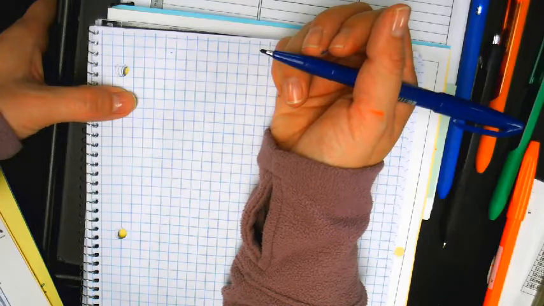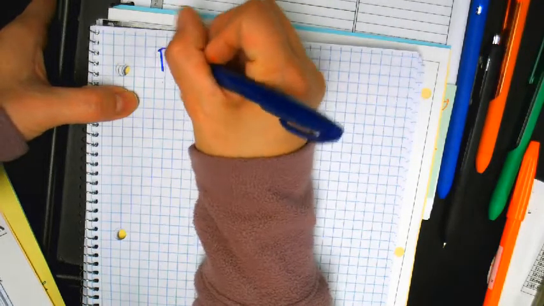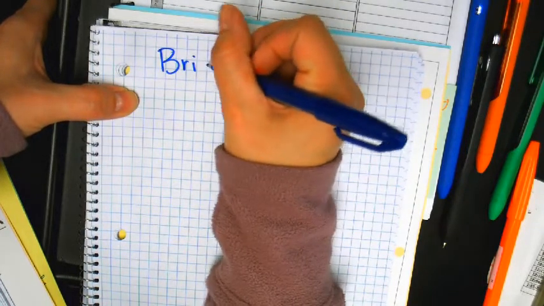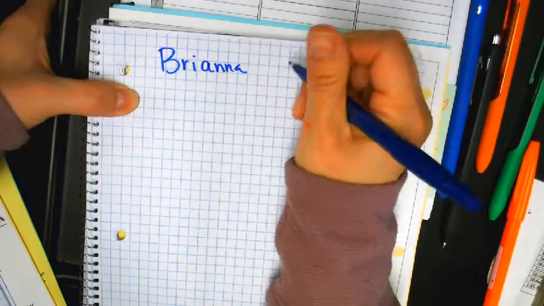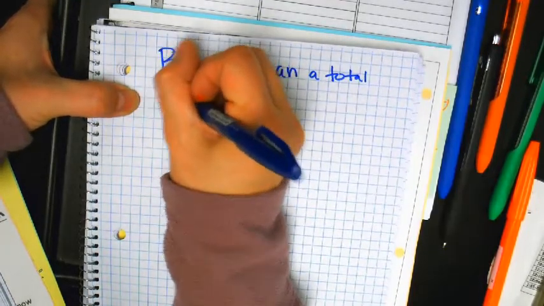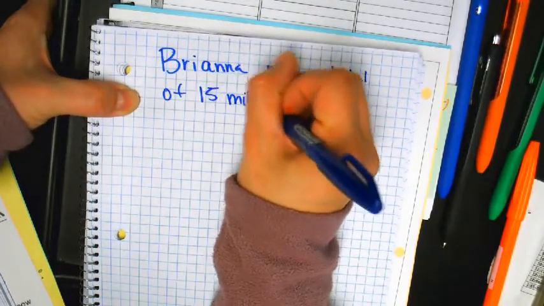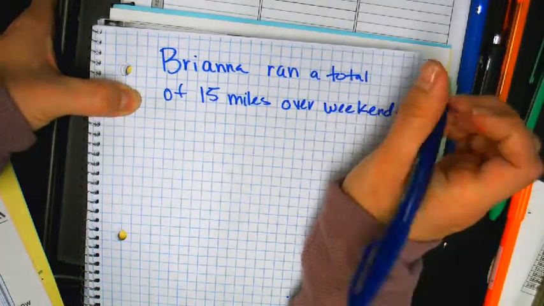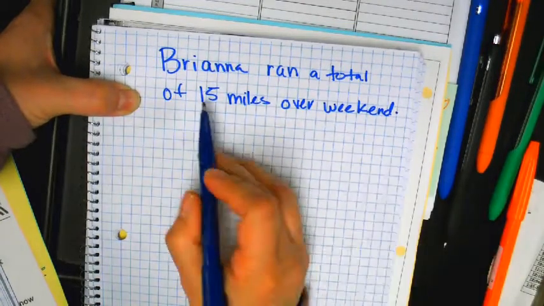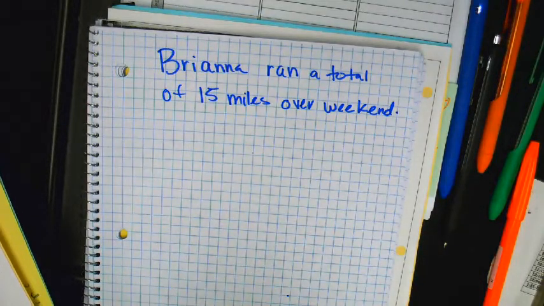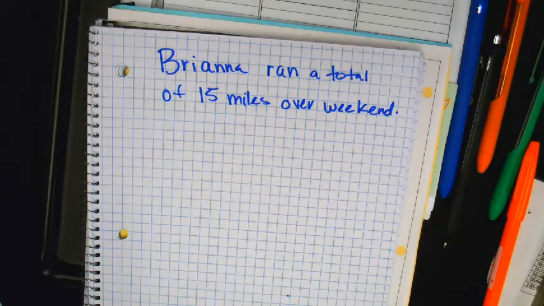Brianna. You're in Run Strong, right? Okay. B-R-I-A-N-N-A, double N. Brianna ran a total, because she's in Run Strong, of 15 miles over the weekend. Just for fun. I don't get it, but whatever. It's cool. Brianna ran a total of 15 miles over the weekend. Not all at once, but a little on Saturday, a little on Sunday morning, then some more on Sunday night. Cool.